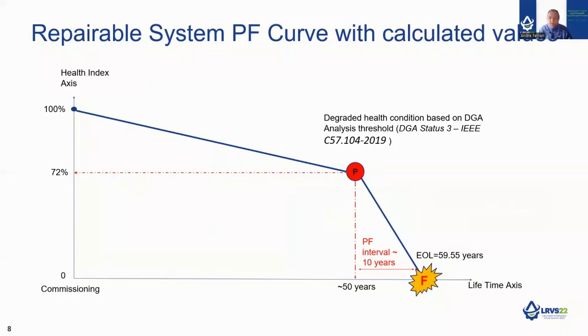The coordinates of this P point are established at a health index of 72%, 0.72, and a lifetime of approximately 50 years. Hence, if the end of life point is 60 years, then the PF interval is around 10 years, as written here. Therefore, when I hit the P point, I have 10 years to plan a mitigation in order to avoid the F point, or the loss of my transformer.